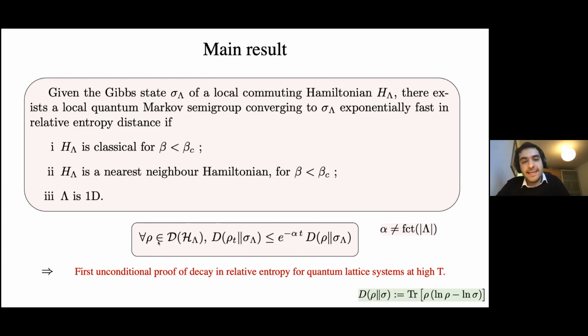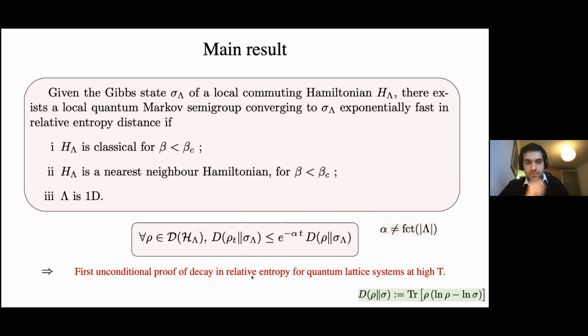For any input state rho, the evolved state rho t is such that the relative entropy distance of rho t from its infinite time limit, the Gibbs state, is contracting with a rate of contraction alpha that does not depend on the size of the lattice. So I remind you of the definition of the relative entropy between two states. This is just trace of rho times log rho minus log sigma.